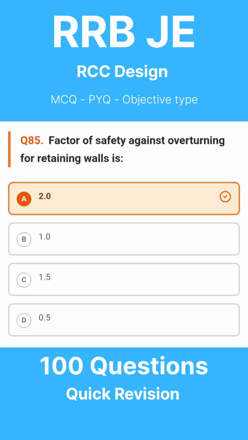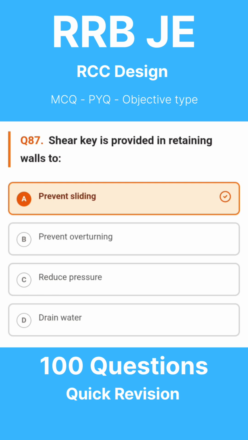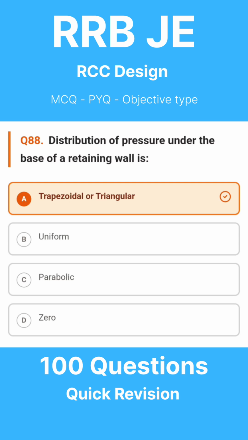Question 85. Factor of safety against overturning for retaining walls is. The correct answer is 2.0. Question 86. Factor of safety against sliding for retaining walls is. The correct answer is 1.5. Question 87. Shear key is provided in retaining walls to. The correct answer is prevent sliding. Question 88. Distribution of pressure under the base of a retaining wall is. The correct answer is trapezoidal or triangular.